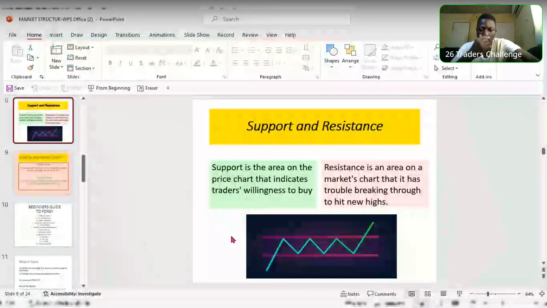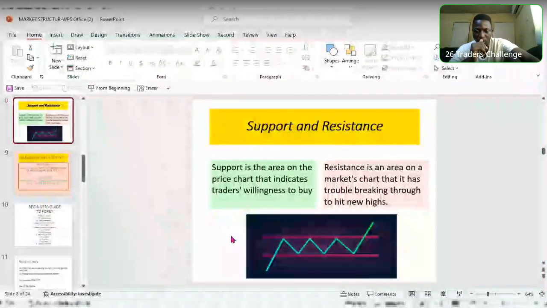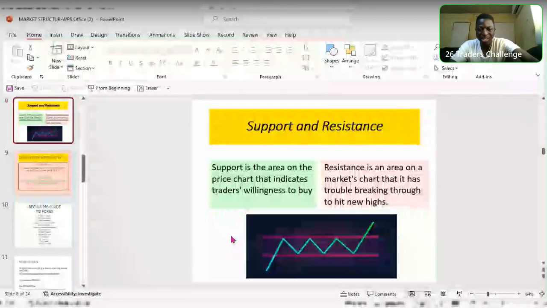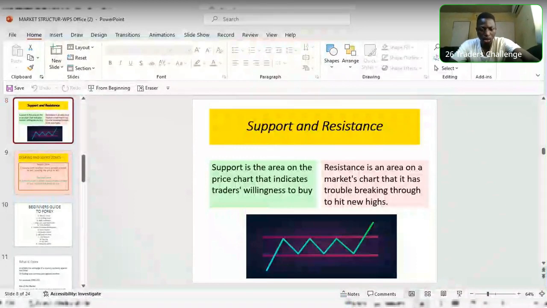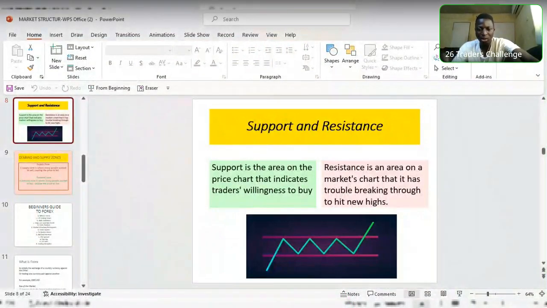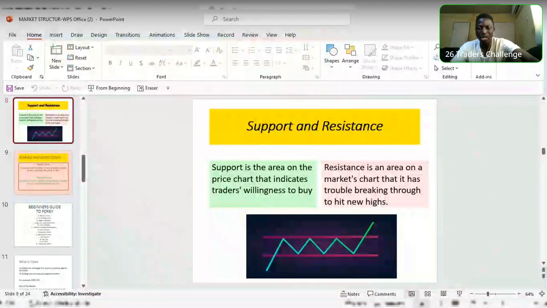All right, so today we're talking about support and resistance. Basically, support is the area on the price chart that indicates traders' willingness to buy. That's a very simple definition, I suppose. I don't expect us to find it difficult. Likewise, resistance is an area on the market chart that has trouble breaking through to new highs.